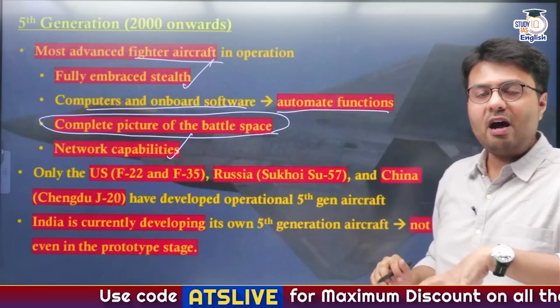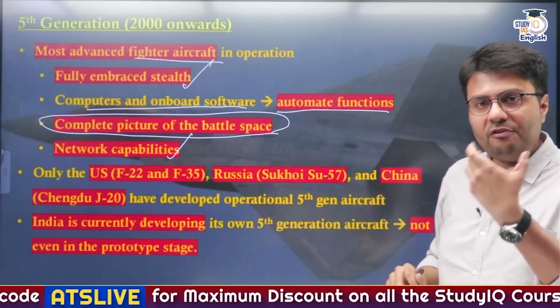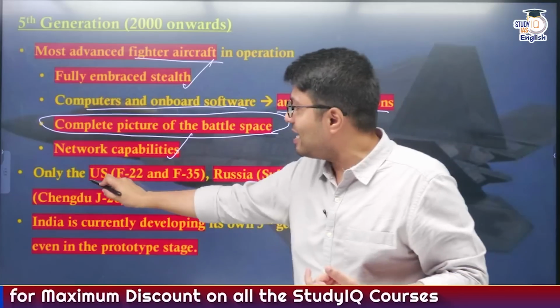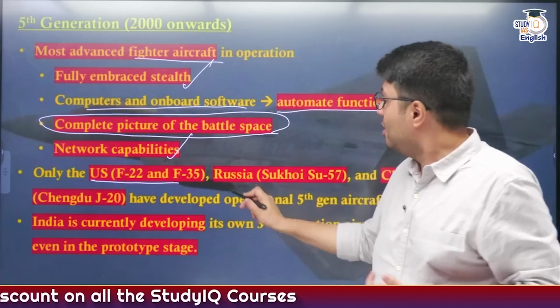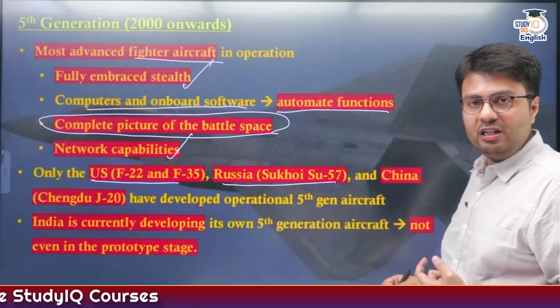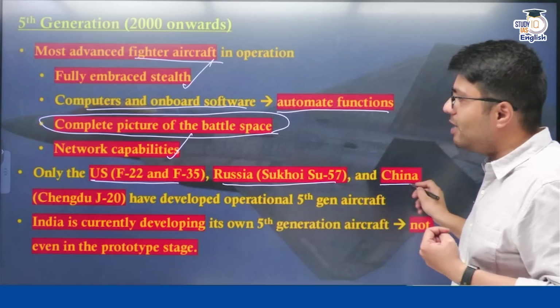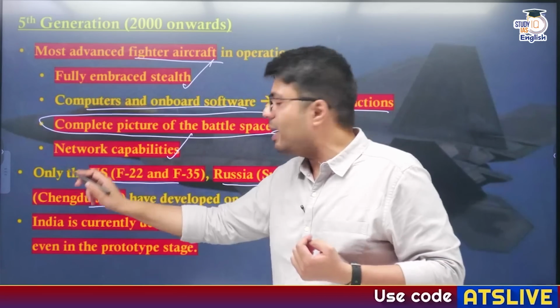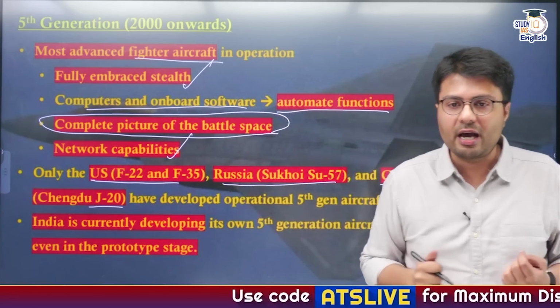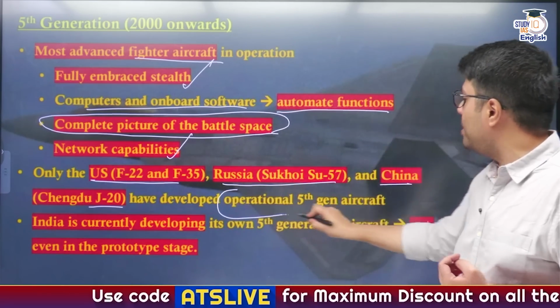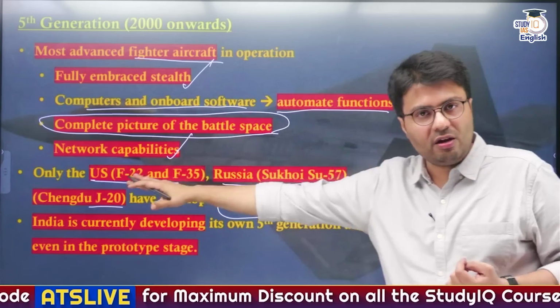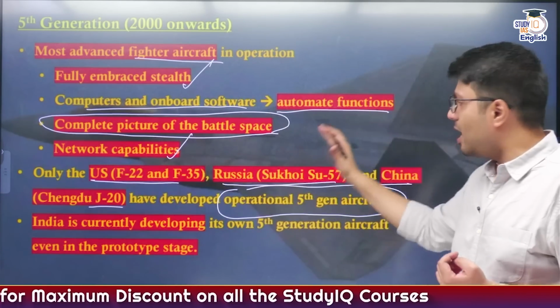Now, among existing aircraft, only 3 countries have fifth generation aircraft. That is, the US has 2, the F-22 and F-35. Russia has the Sukhoi Su-57, that is 1 fifth generation aircraft. And similarly, China also has the J-20 aircraft, which is also a fifth generation aircraft. So these are the currently operational fifth generation aircraft with only 3 air forces, that is the US, Russia and China.